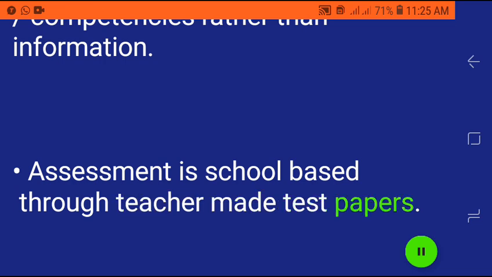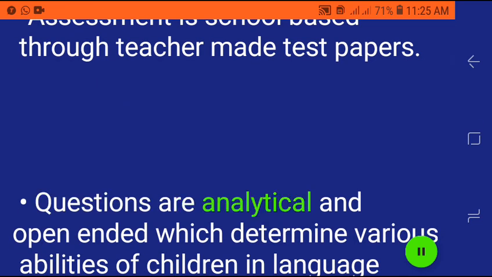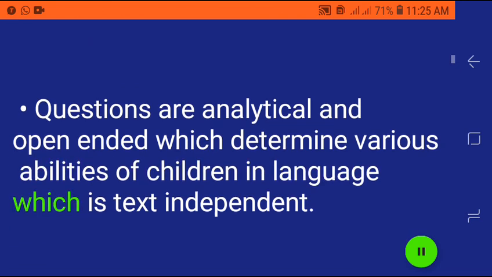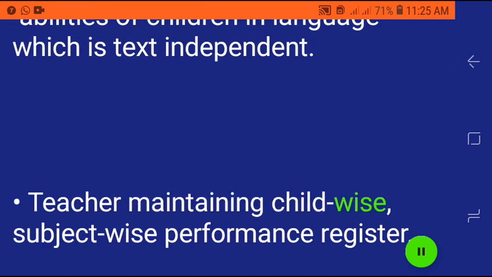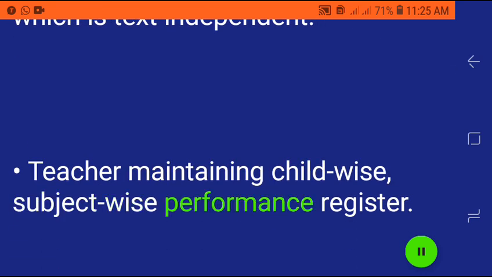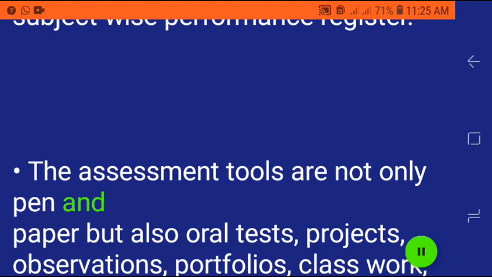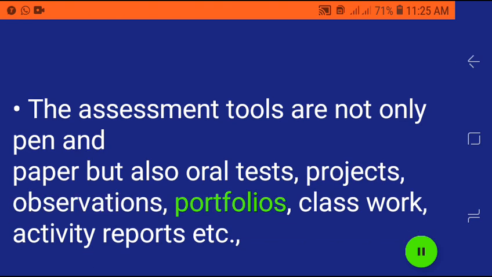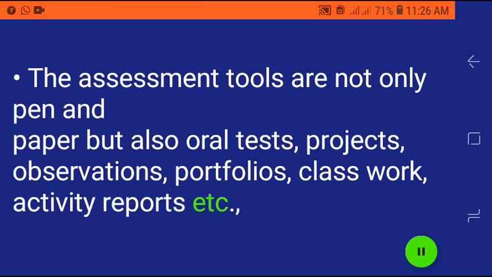Through teacher-made test papers. Questions are analytical and open-ended, which determine various abilities of children in language, which is text independent. Teacher maintaining child-wise, subject-wise performance register. The assessment tools are not only pen and paper but also oral tests, projects, observations, portfolios, classwork, activity reports etc.